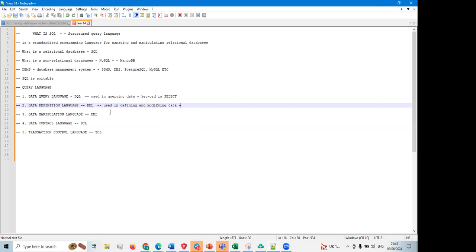And the words for this particular data definition would be words like create, alter, and drop. These are the key data definition keywords.